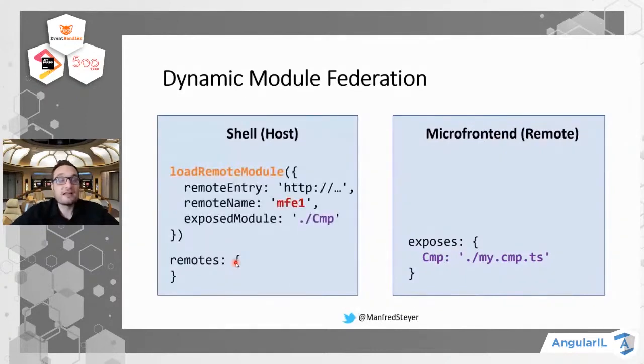Here I've wrapped it nicely because it's not that beautiful. You know, it's a low-level API, which is okay. And I assume most of you will wrap it with something like this. And when you look here, you see I'm passing exactly the same information as before, but at runtime. That means I only need to know at runtime where the remote entry point of this micro frontend is. And I only need to know at runtime how it is called over there and which exposed file I want to load.